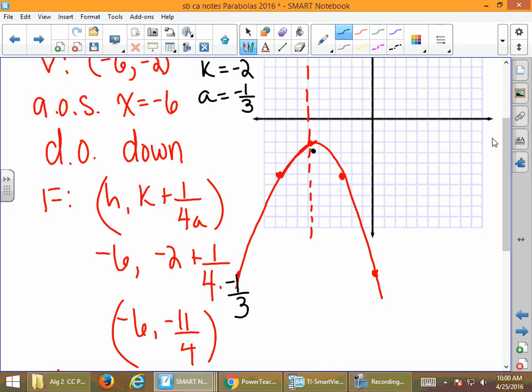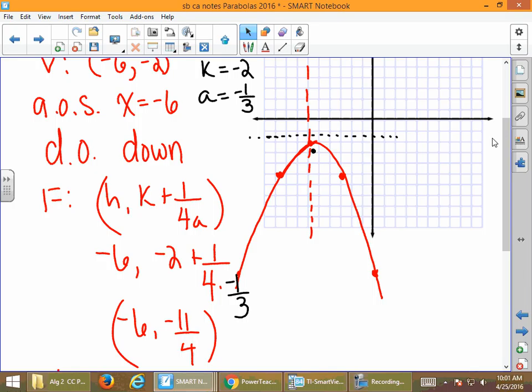The directrix is here. It's the horizontal line. And what happens is that the distance from the directrix to the vertex is the same as the distance from the focus point to the vertex. And it's how a parabola was actually developed. So it helps. We may do an activity on Wednesday to help us kind of see that.